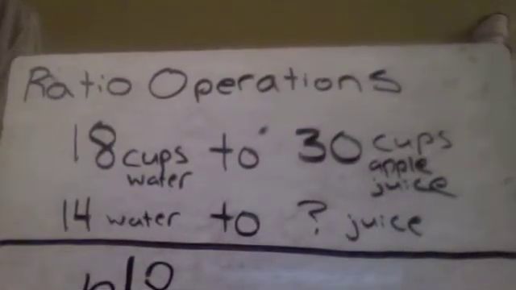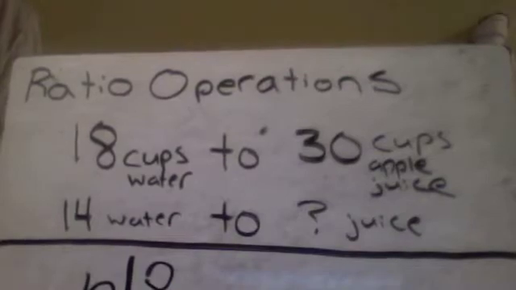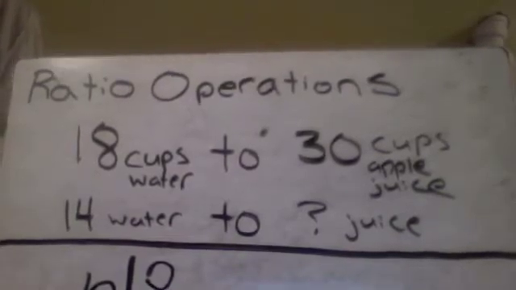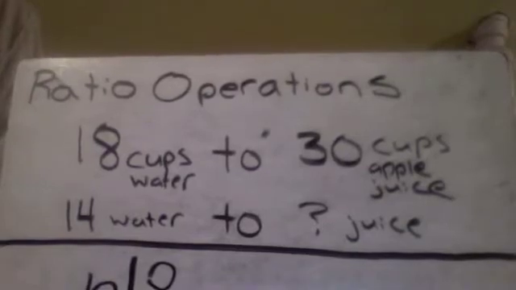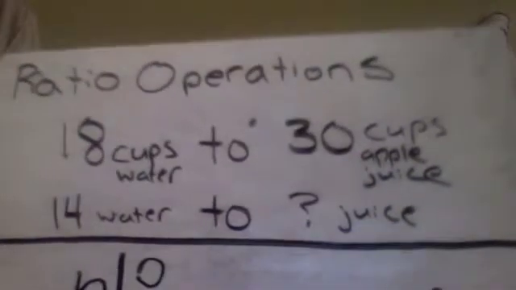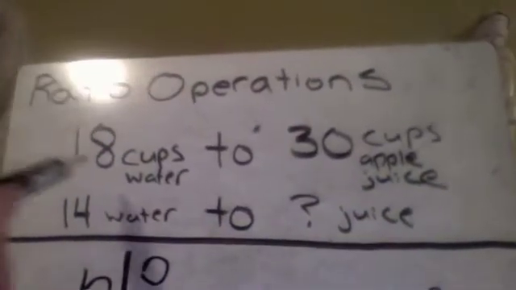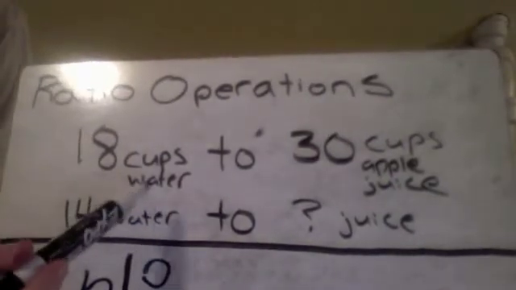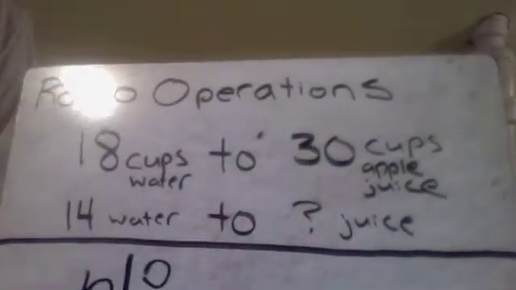All right, last one we're going to look at here for our ratio operations is the recipe for any big company's apple juice. A lot of it's water. A lot of it's not actual apple juice. So the ratio they use is for every 18 cups of water, there's 30 cups of apple juice.